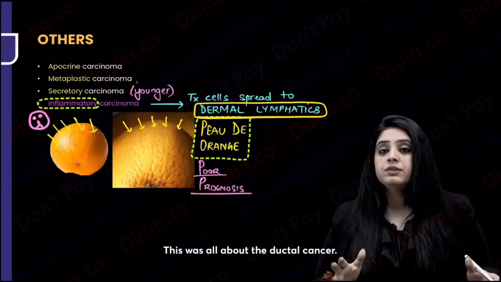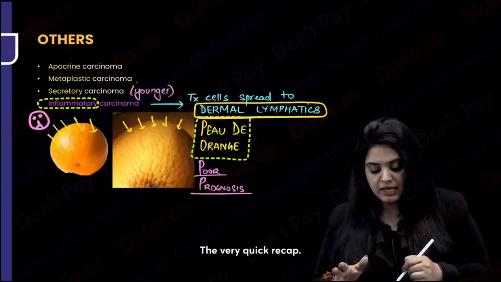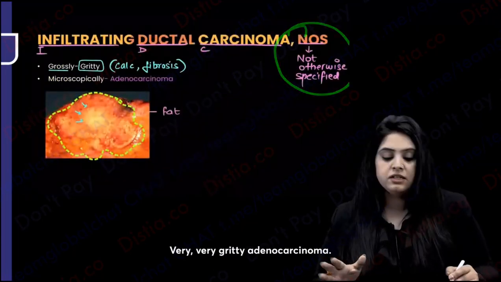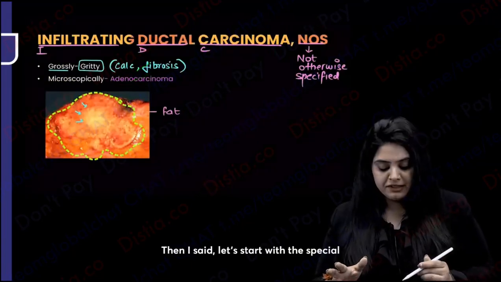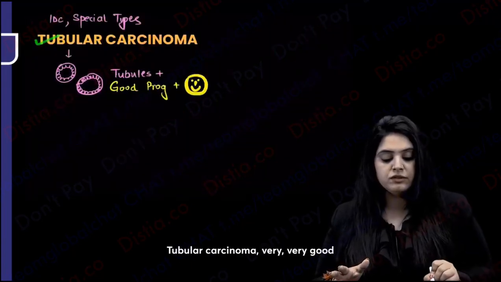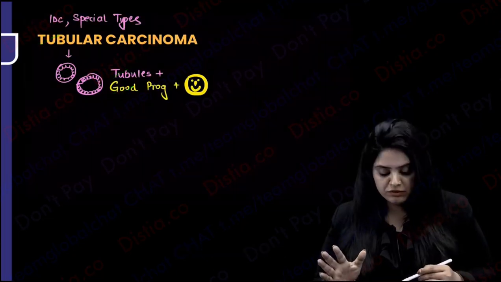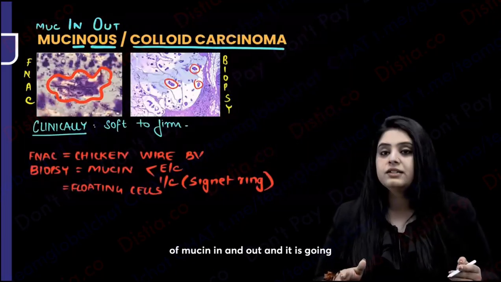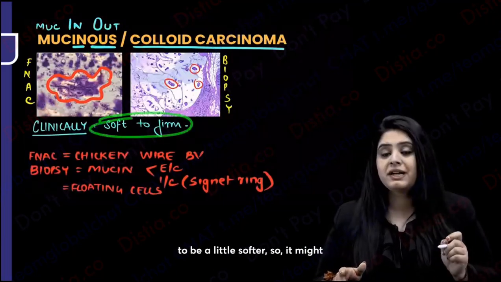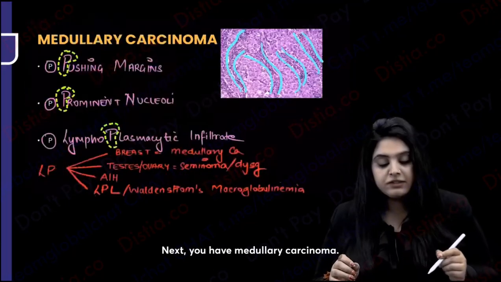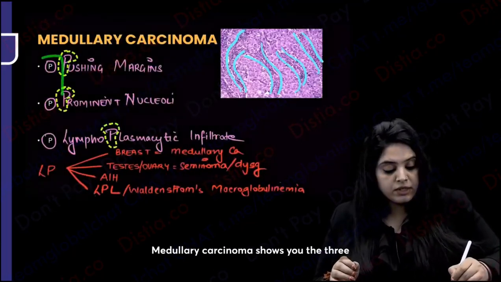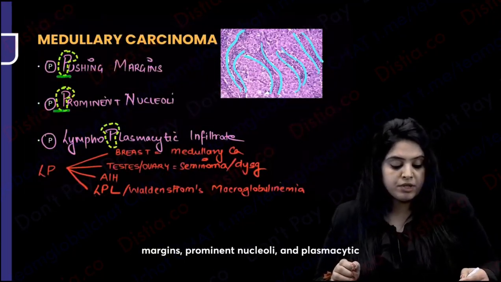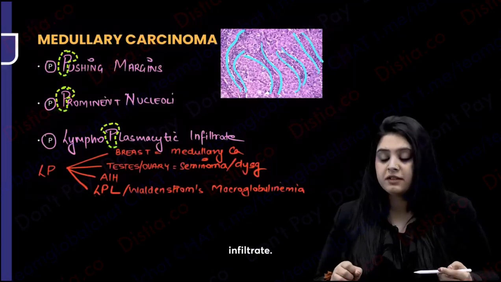This was all about the ductal cancers. A very quick recap. The first one that I taught you was just no special type, very gritty adenocarcinoma. Then I said let's start with the special types. Tubular carcinoma, very good, just showing tubules. Mucinous carcinoma, showing you lots of mucin in and out, and it is going to be a little softer, so it might be mistaken clinically. Next, you have medullary carcinoma, which shows you the 3 P's: pushing margins, prominent nucleoli, and plasmacytic infiltrate.